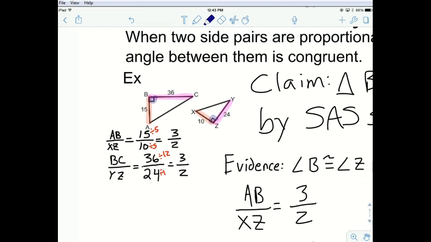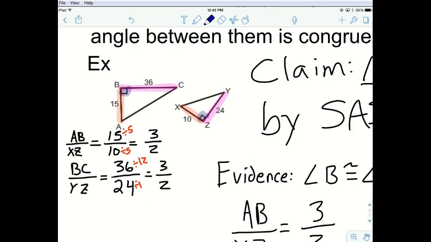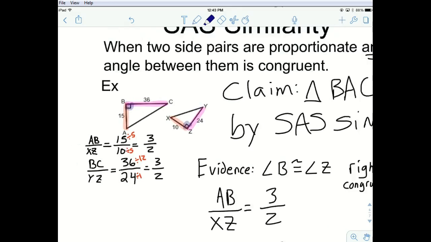Now, the sides also need to be proportioned. So just like side, side, side, we have to compare the ratios and see how they simplify. So for my short side, I have AB compared to XZ. 15 over 10 simplifies to 3 over 2. For my long side, it's 36 over 24, also simplifies to 3 over 2.